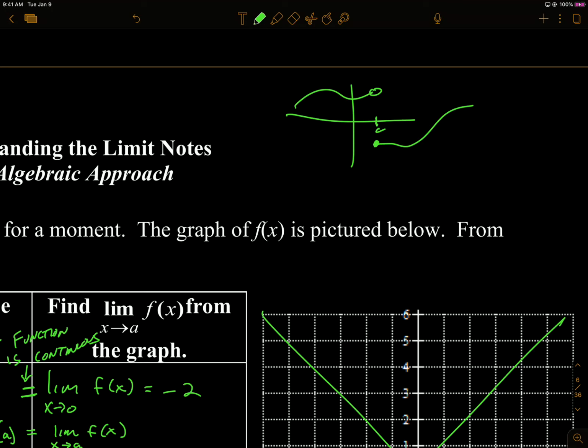Because f of c is down here, right? This y value. In this one, the limit as x approaches c does not exist. Sometimes looking at a counterexample helps. So in this case, I can't say that f of c is equal to the limit as x approaches c. Those two things are not the same because the function's not continuous at c.